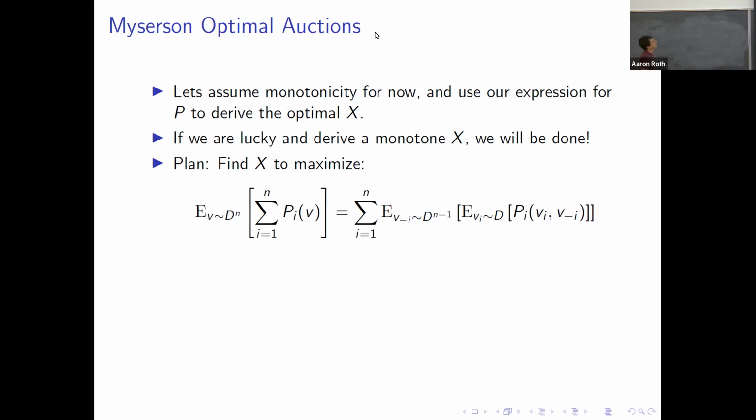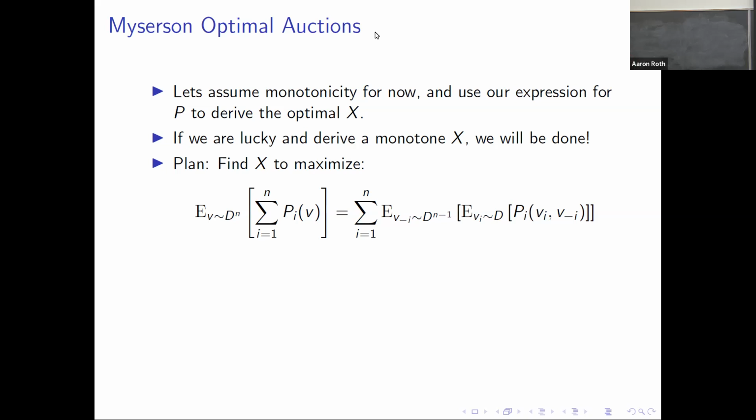So let's just bite the bullet and try to do it. We'd like to find the X, the allocation rule, that maximizes our expected revenue, remembering that we have an expression for what the expected payments are in terms of the allocation. The allocation rule, the thing X, really is the only decision variable. And this is an expectation over n numbers, the values for each of the n bidders.